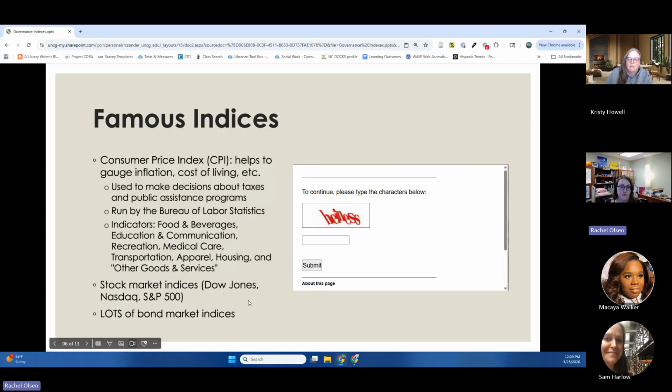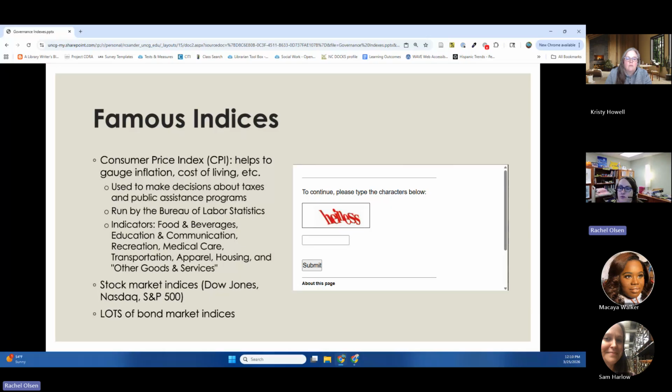This is what helps them come up with the particular numbers they are using, different factors. And they have people who work for the Bureau of Labor Statistics who help to compile all of this and verify things, prices. Stock market indices, you've probably heard of the Dow Jones, the NASDAQ, the S&P 500. Those are all indexes. And there are lots of bond market indices as well.